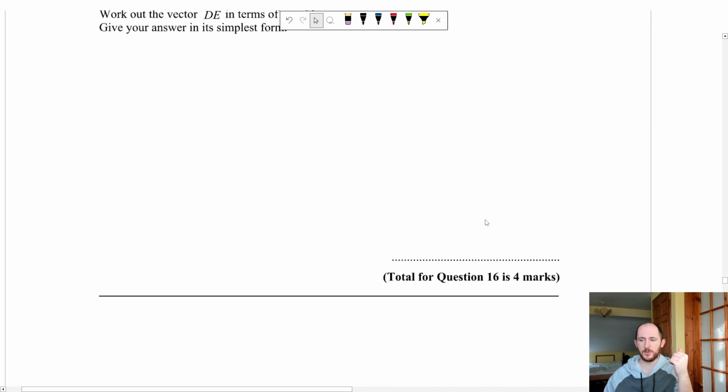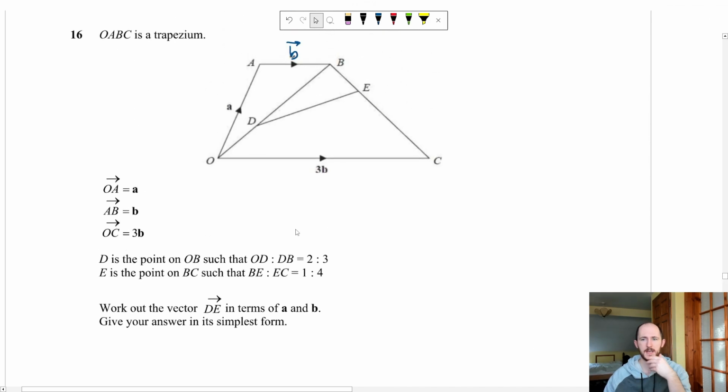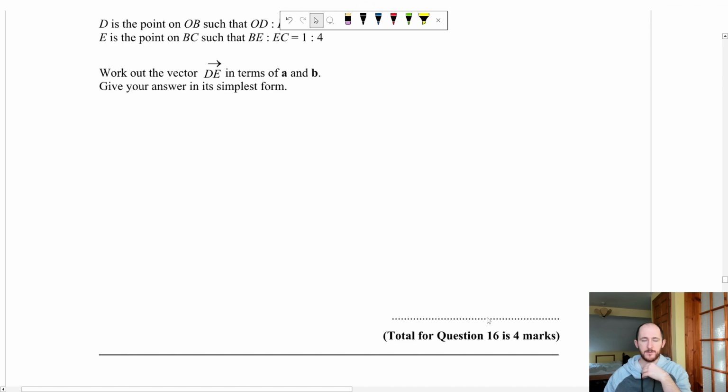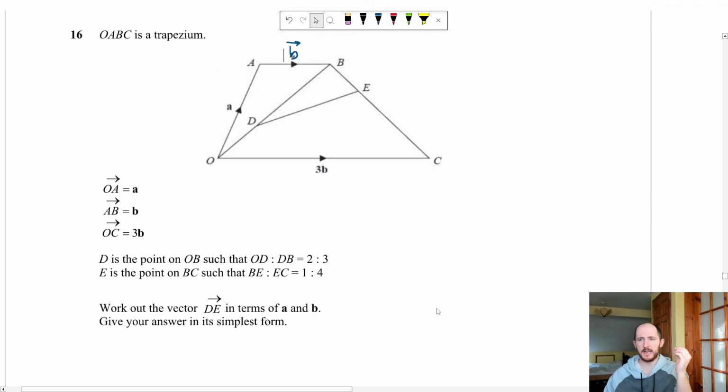However, I'm going to show you the method on how to actually get through this, because once you can, these 4 or 5 marks that you can get are really, really solid. I have got loads of vector questions on my channel if you would like to have a look. I even go through every single possible vector style question. But if we read this, it gives us a bunch of information here. D is on the point where it has ratios, cool. Work out the vector DE in terms of A and B.